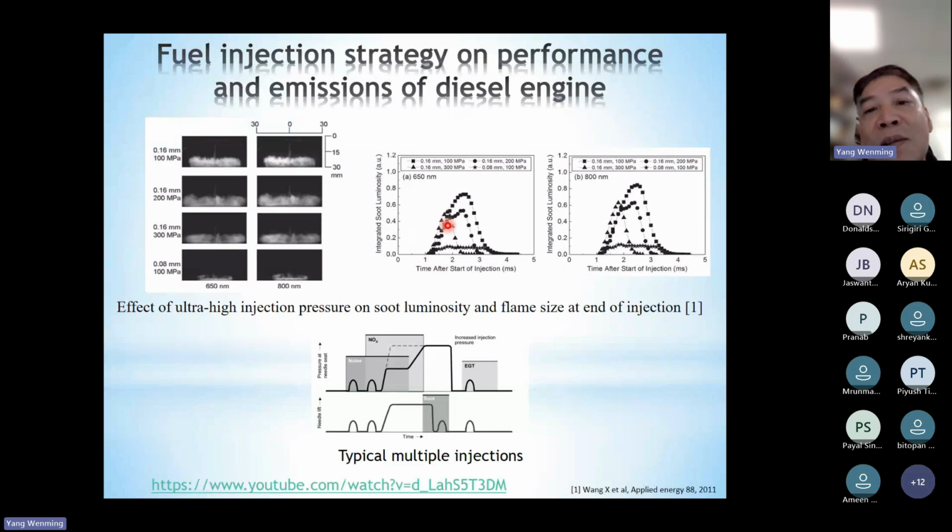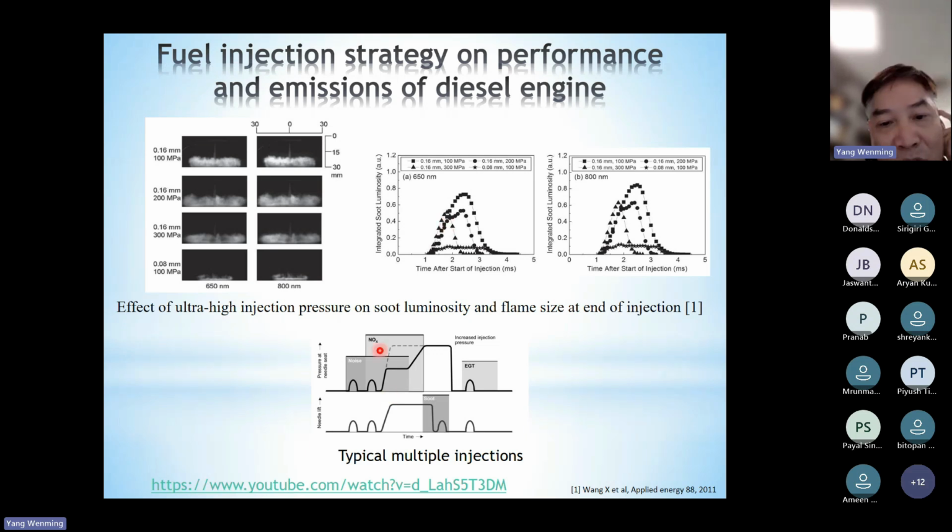This one is easier to understand because with the increase of the fuel injection pressure, the fuel droplets will become smaller and smaller. Correct? And these small droplets can improve the combustion process. As a result, the soot particles produced by the combustion process will decrease. Because with higher fuel injection pressure, the fuel droplets become smaller, and the combustion process is improved, thereby the soot particles produced will decrease.